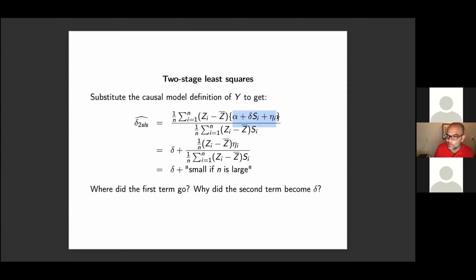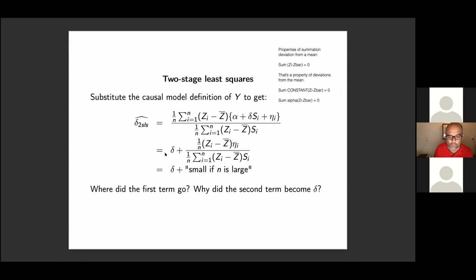I replaced Y with its linear model. I didn't do anything with the denominator, which stays the same. Now, why is it going from this to this? Look at what's different here. One of the properties of summation deviation from a mean: the sum of Z_i minus Z bar equals 0. That's a property of deviations from the mean. The sum of a constant times Z_i minus Z bar also equals 0. So the sum of alpha times Z_i minus Z bar equals 0, which is why the alpha has disappeared. I applied Z_i minus Z bar to this and it deleted it.